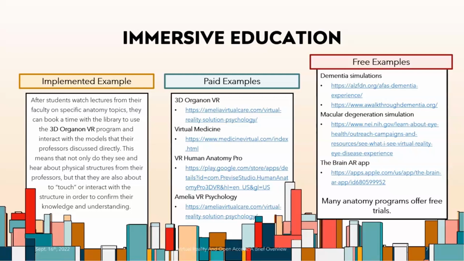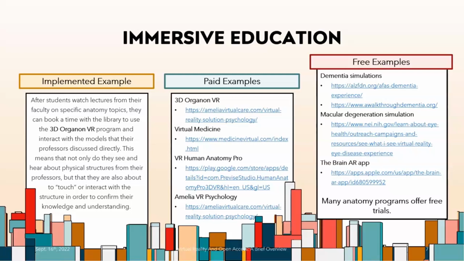Some paid examples of software to help facilitate this include, of course, 3D Organon VR, which we used. There are also options such as Virtual Medicine and VR Human Anatomy Pro, which are other anatomy programs. And there's also Amelia VR Psychology. Amelia VR Psychology simulates experiences like phobias with public speaking, phobias of tight spaces or fears of flying, and those sorts of things. So it simulates a patient experience.